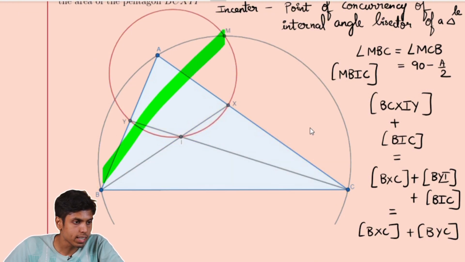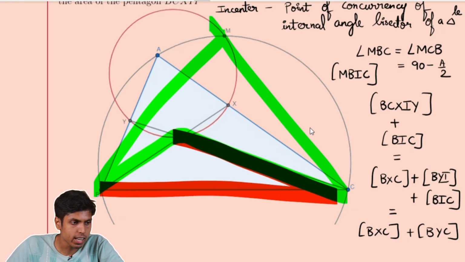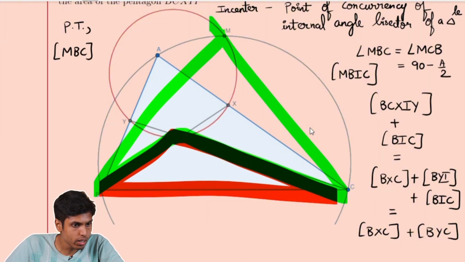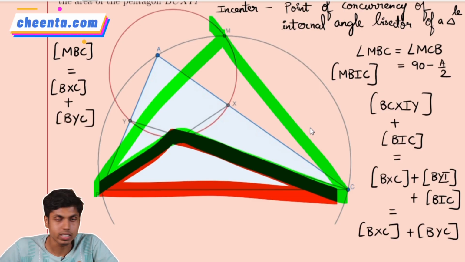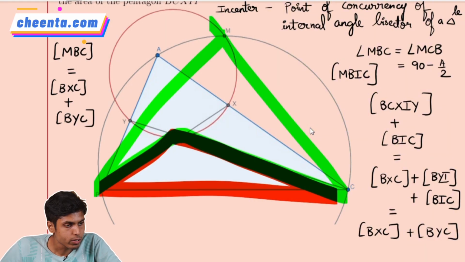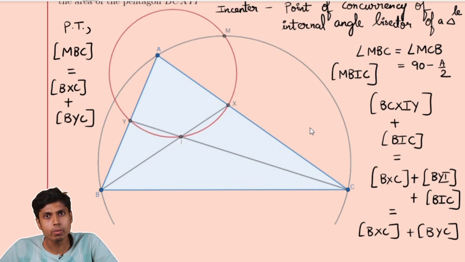You have MBIC, and when added with BCI area, it's clearly MBC. Therefore, it is required to prove that area of MBC equals area of BXC plus area of BYC in order to complete the stated problem. There is also something nice happening here. All of these triangles have something in common. Can you predict what it is?